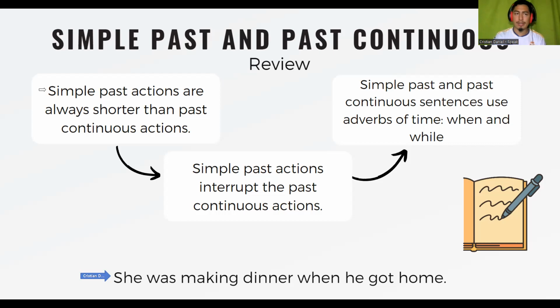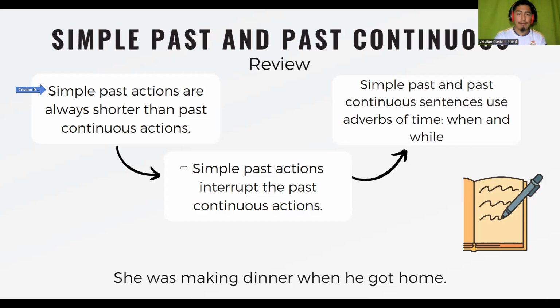But pay attention to it. The first information we know about both past tenses is that simple past actions are always shorter than past continuous actions. Taking into account this comment, you can identify which sentence goes in that tense. Of course, right now we have the complete sentence, but in case you want to share an example, you can tell me two sentences in the past, one in past continuous and the other one in simple past.